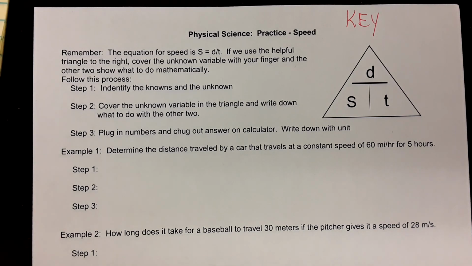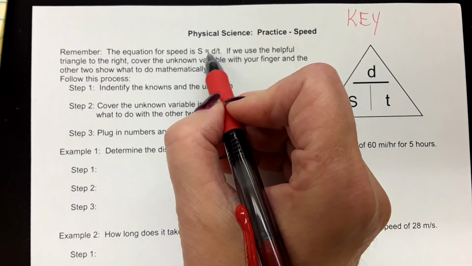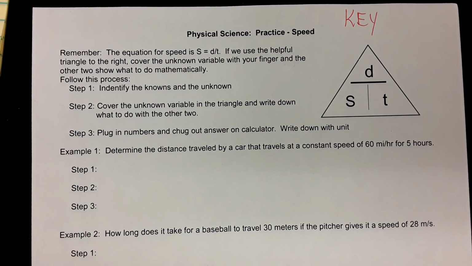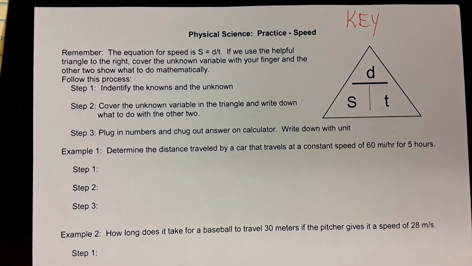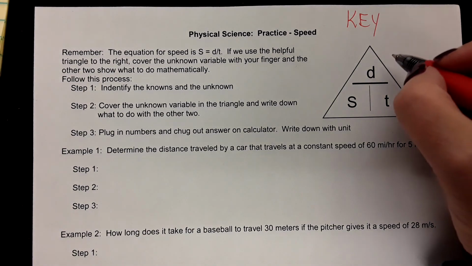Hello everybody. So today you're going to work on an assignment where we're going to practice calculating either speed or distance or time. Now, if you'll remember, the equation for speed is speed equals distance divided by time. But if we use the triangle method, we can actually find either of the other two variables as well, and the triangle will tell us what to do mathematically.